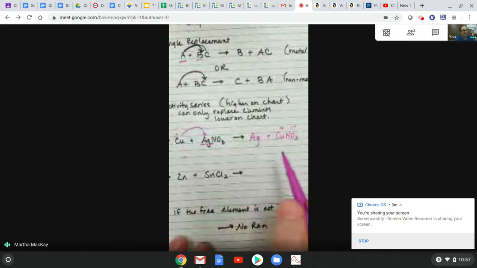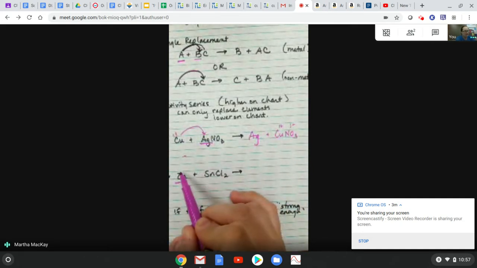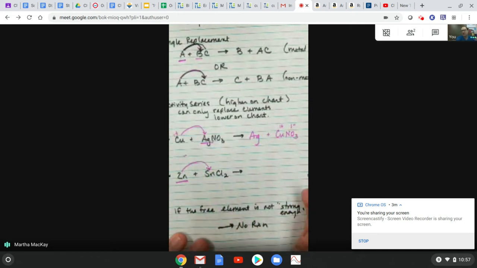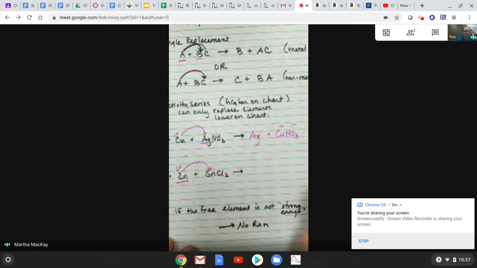In this case, I look at this and I go, zinc is a metal. So zinc is going to try to take the place of the metal in this compound of the tin. So I look on my chart, can zinc take the place of tin? And yes, zinc is higher. I know just because I know it, zinc is a 2+.